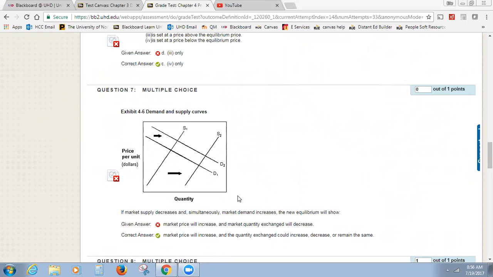Whenever you have two curves moving at the same time, the easiest thing to do is to write it out here. It's going to tell me market supply decreases, so I know supply is going to go down. I like to write down supply, D. And remember, a decrease in supply is going to be a shift of the supply curve back. And then at the same time, market demand is going to increase. So demand is going to increase. Now I can draw my curves out.